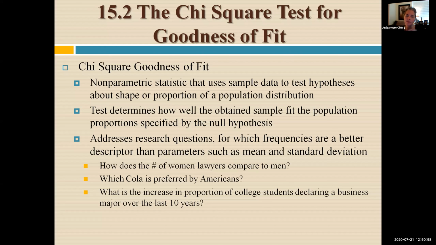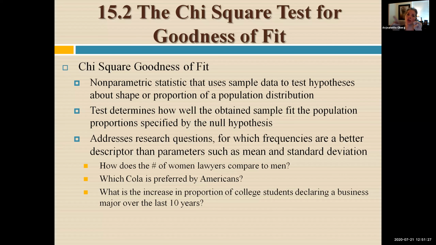Okay, so let's get into the goodness of fit. Remember, we have two different types of chi-square. One's a goodness of fit and one's a test for independence. When we're talking about a goodness of fit, we're using sample data and we're testing hypotheses just about the shape or proportion of the population. We're not making assumptions about the population. We're just testing to see, does our sample proportion match up with our population proportion? That's it. No assumptions of normality.